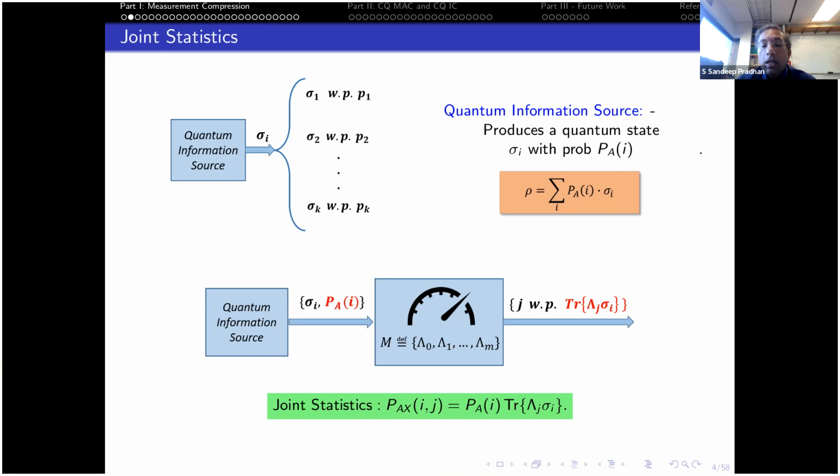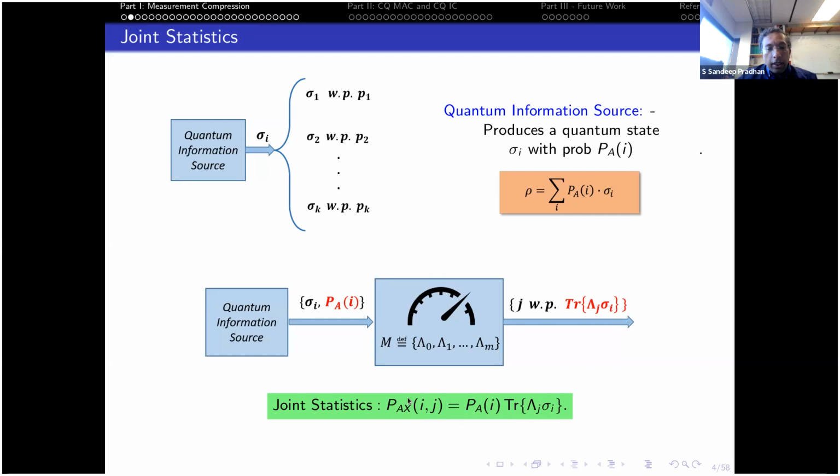And then we can talk about the joint statistics here, which is P of AX of I comma J. Given that it is in state I, say sigma I, what's the probability that you're going to get an output J is given by this joint statistics.